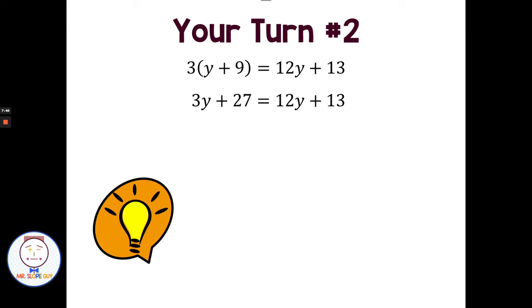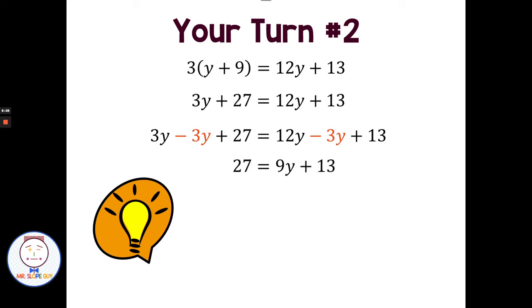27. Then I want to get all my y's to one side. I have a positive 3y and a positive 12y. A couple different options here. I prefer to deal with the smaller one. So to get rid of this positive 3y, I could subtract 3y on the left side. If I subtract 3y on the left side, I also have to subtract 3y on the right side. So 3y minus 3y on the left side just leaves 27. On the right side, 12y minus 3y is 9y. So 27 equals 9y plus 13.